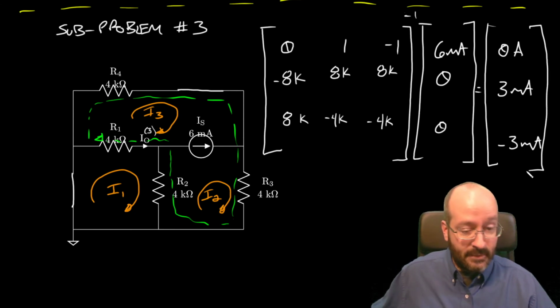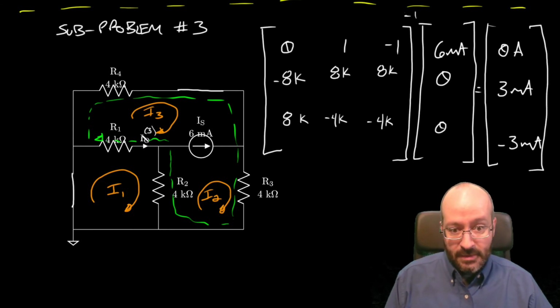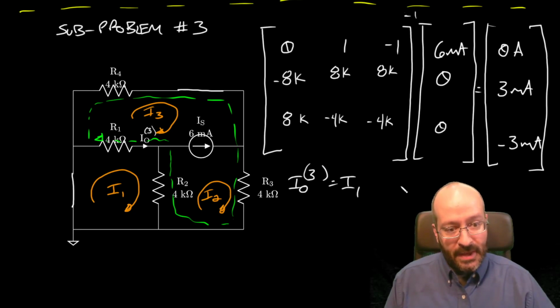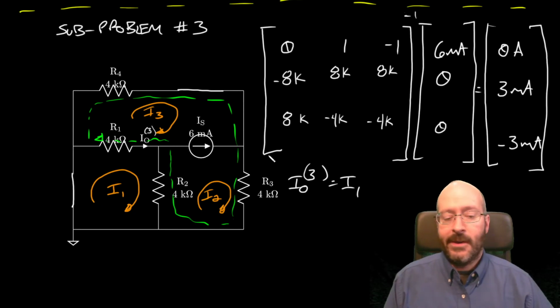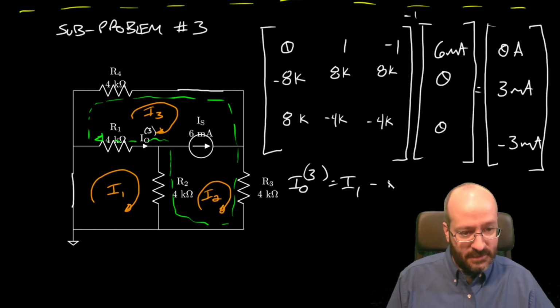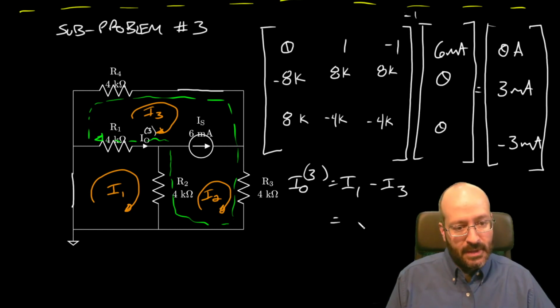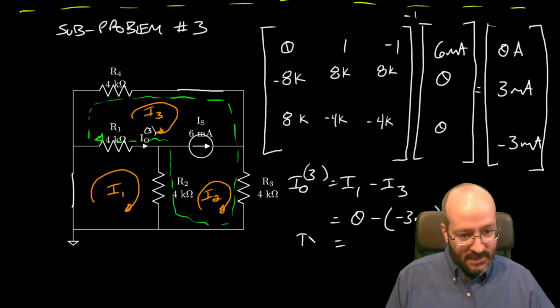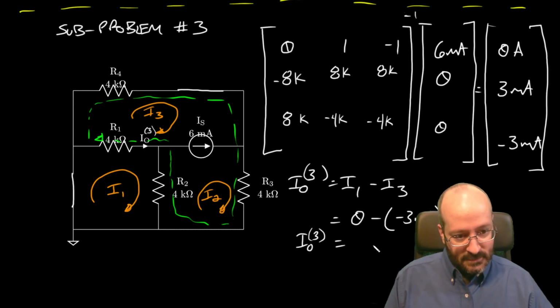Okay, from that, we come back and we look at the third part of I out. Does I1 touch it? Yep, and it goes in the positive direction. Does I2 touch it? No. Does I3 touch it? Yep, but it goes in the negative direction. So it's going to be I1 minus I3. Plugging in values, we've got 0 minus -3 milliamps. And that ends up being +3 milliamps, just like I predicted.